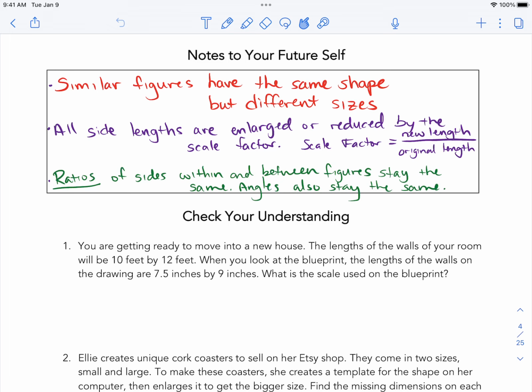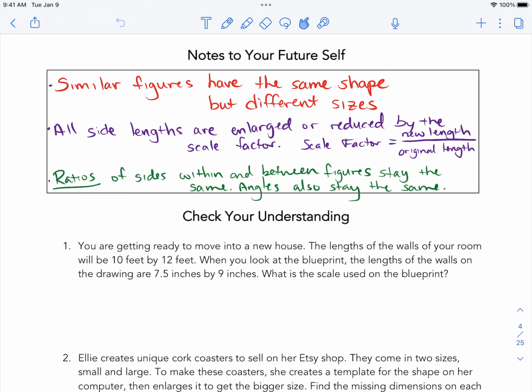So in this lesson, we were talking about dilation, scale factor, and how that helps us understand similarity. And so what we saw from the lesson is that similar figures have the same shape but different sizes. So we compare that to a couple units ago when we talked about congruent figures that have the exact same shape and the exact same size.